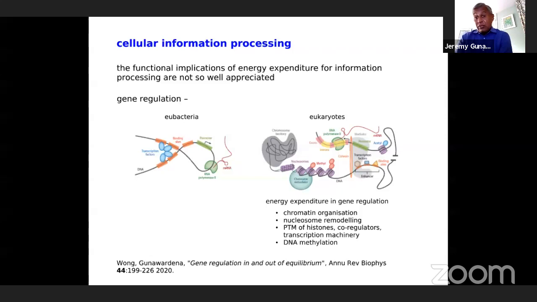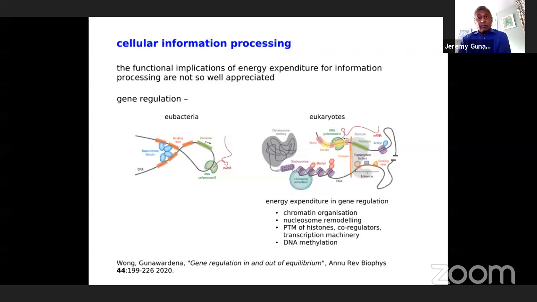And the question is, is this just another molecular phenomenon like any other form of enzymatic catalysis, which is, I have to say, pretty much how it's treated in the context of studies of gene regulation, experimental studies, or is there something more fundamental going on here? So this is the question that we want to address.